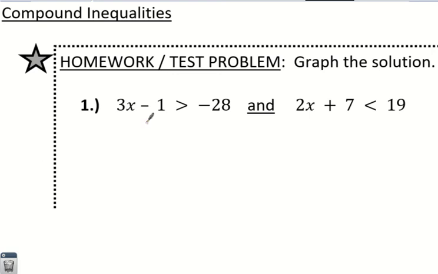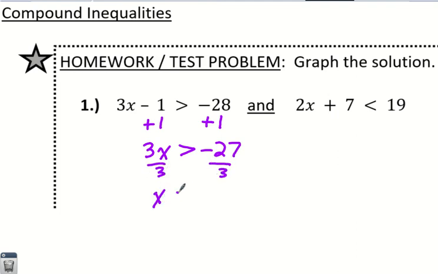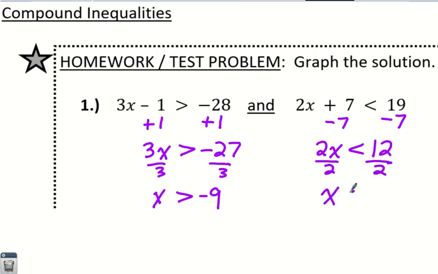But for right now, here's what you essentially do. Here we have two separate inequalities. We're just going to solve them separately. And that would be negative 27. And then to finish solving for x, we would divide both sides by 3 and end up with x is greater than or equal to negative 9. Over here, it looks like we end up with x is less than 6.